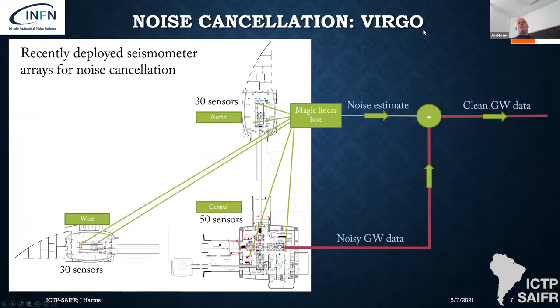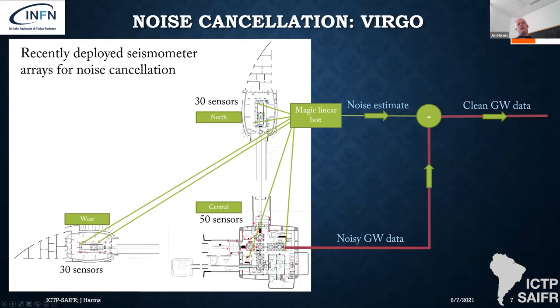We have been developing for the Virgo detector a noise cancellation system for the gravitational noise, which looks in the following way. There are test masses here at the two end buildings, and these two buildings are separated by 3 kilometers from the central building here. Around each test mass, we are deploying seismometers. So 30 seismometers were deployed at the two end buildings, and then 50 at the moment, at least, it might become a bit more, here in the central building.